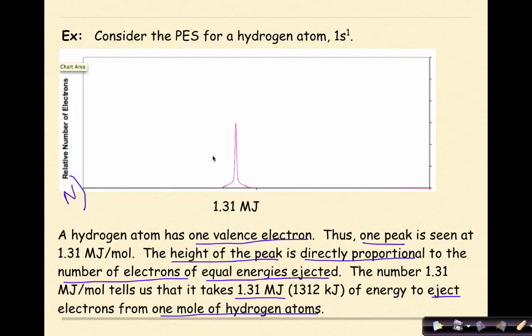So what does this diagram really represent? Well, this little peak right here represents 1 electron. And since we're talking about hydrogen, this 1 electron basically represents the 1 electron of hydrogen. So we would say this is 1s1.